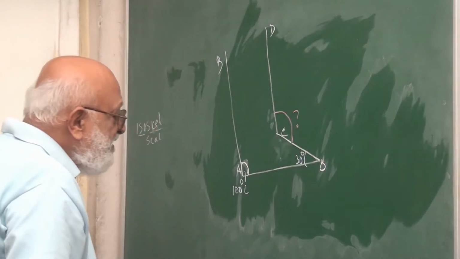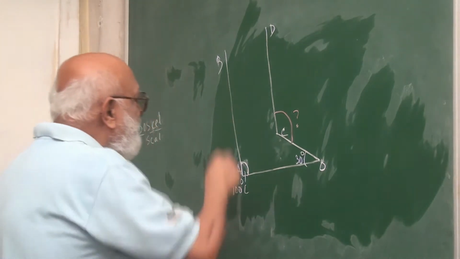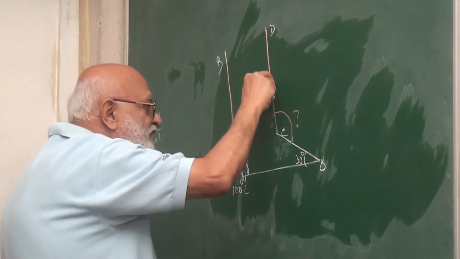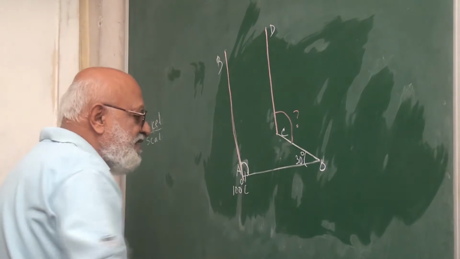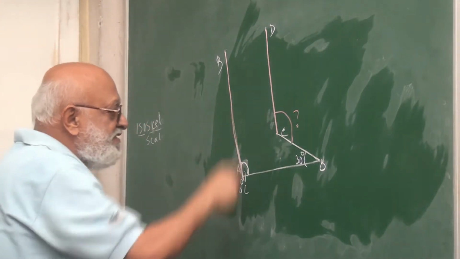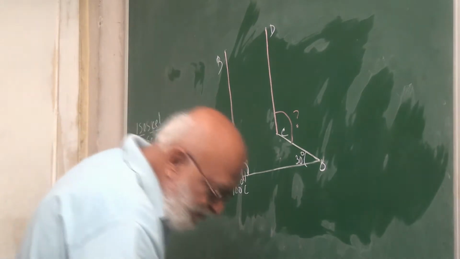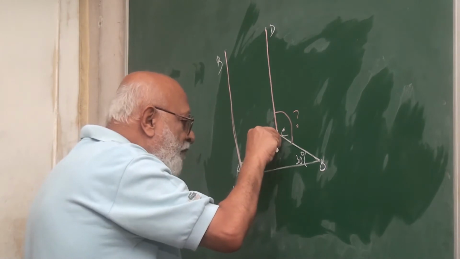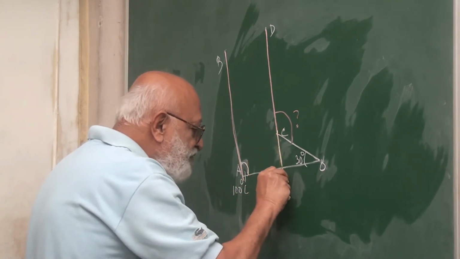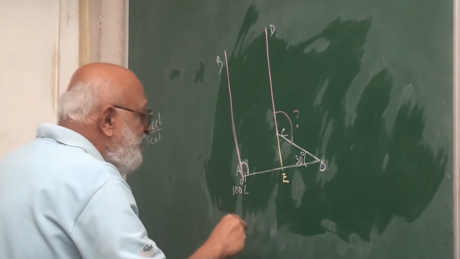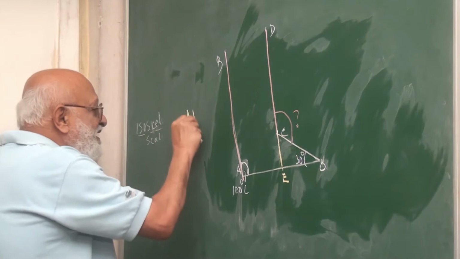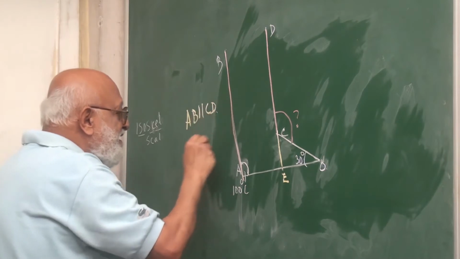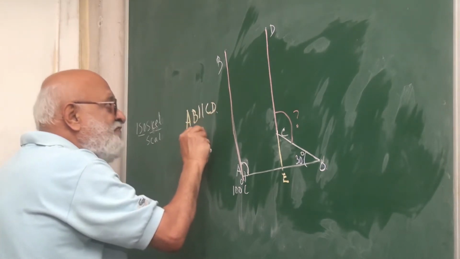Again the same thing which I have been emphasizing: as soon as you have two parallel lines, look for the transversal. I don't see any transversal here that is cutting this. So what I will do is extend this line further to a point E. Since it is given AB is parallel to CD, and I have extended it, I can also say AB is parallel to DE.